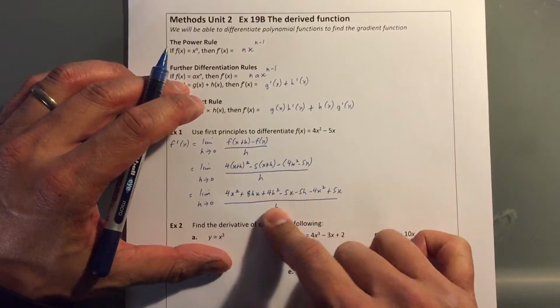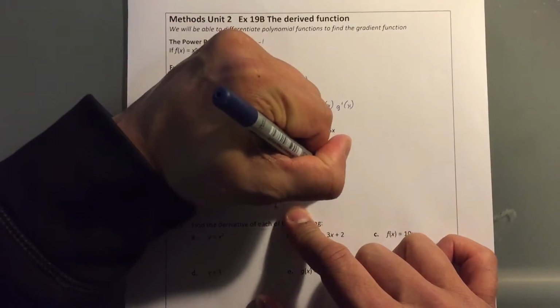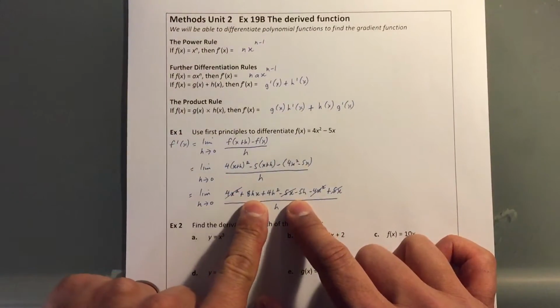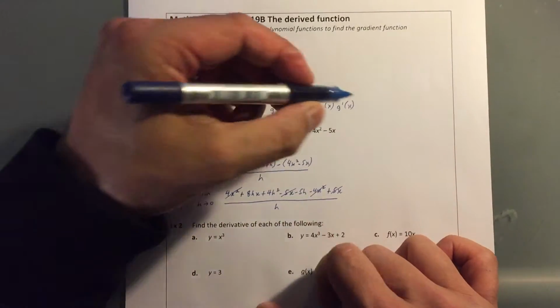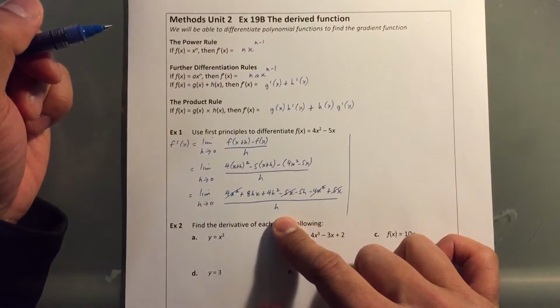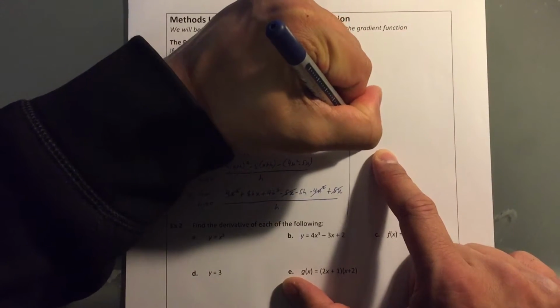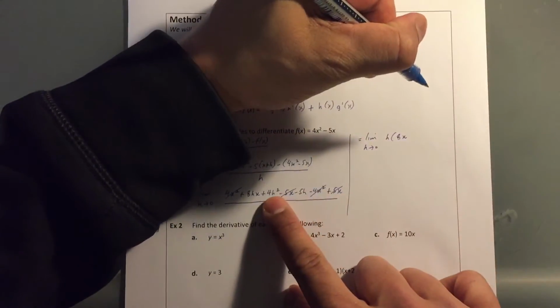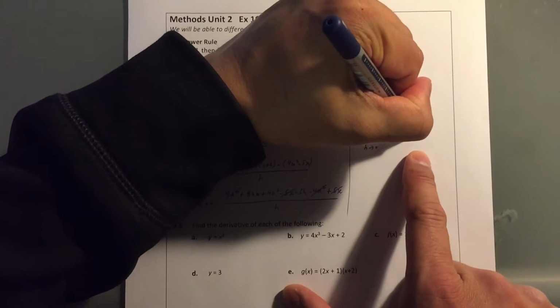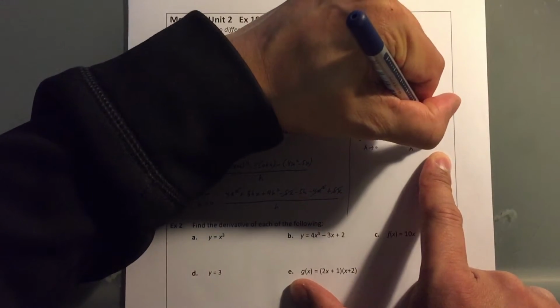And so of course what we're going to do is collect like terms here. So my 4x squareds are going to go away. This 5x and this 5x we're going to cancel. So here's what I'm left with: 8hx plus 4h squared take 5h. Now obviously we can't divide by 0 here, so we'll take out h as a factor on top. So there's a limit as h approaches 0, take out the h. We've got 8x plus 4h, take 5, all over h.